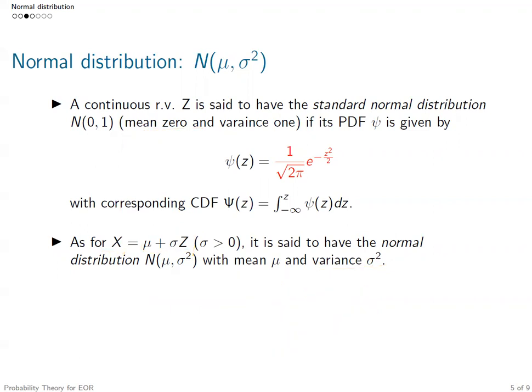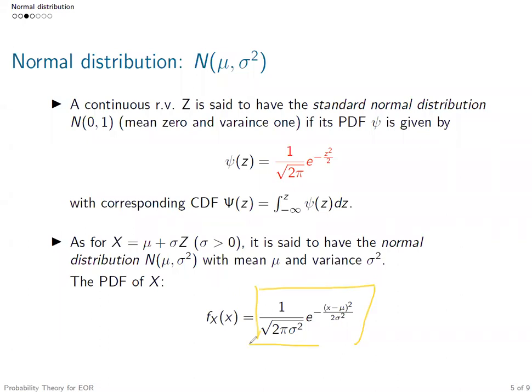Now the question is, what is the PDF of X? You can pause the video at this moment and try to figure it out yourself. Well, the PDF of X has this format, right? If you compare with the formula in red, it's slightly different by including mu and sigma squared here. How do we derive this?